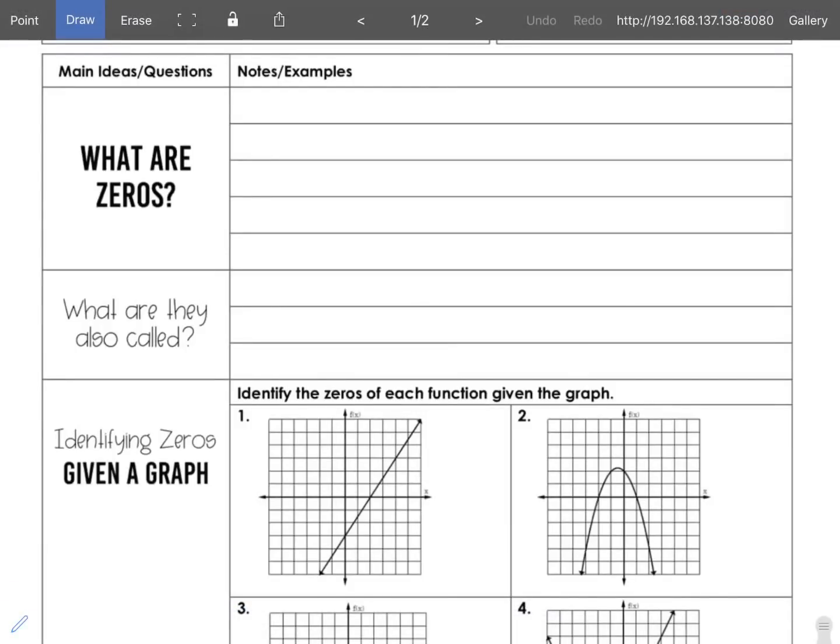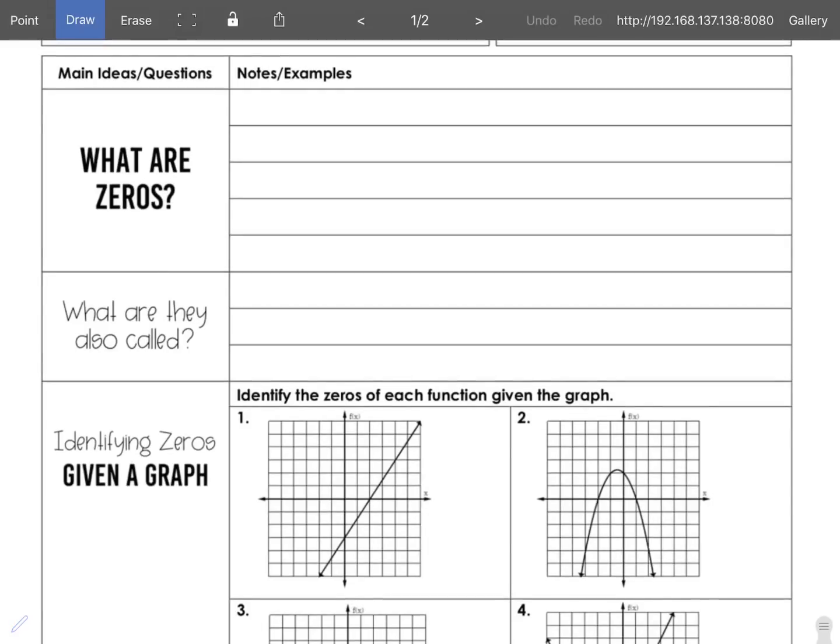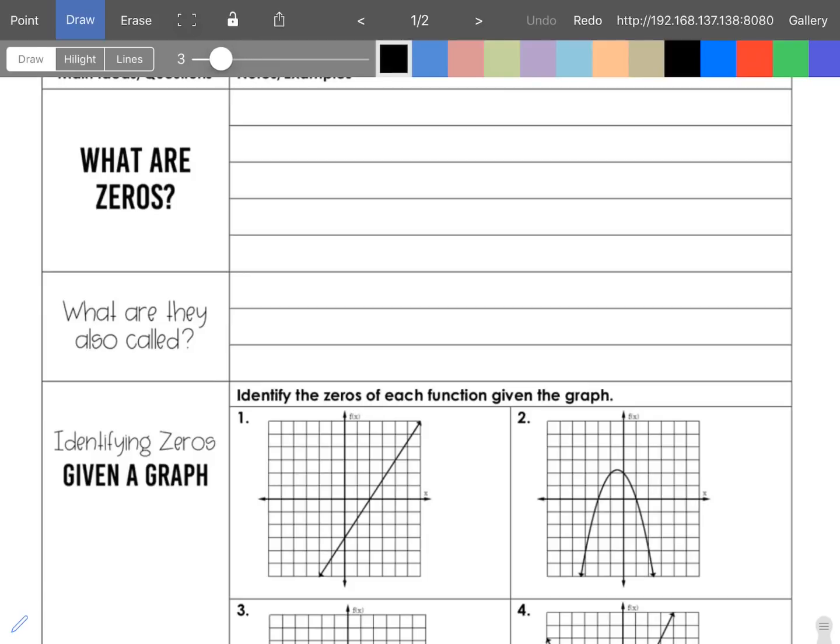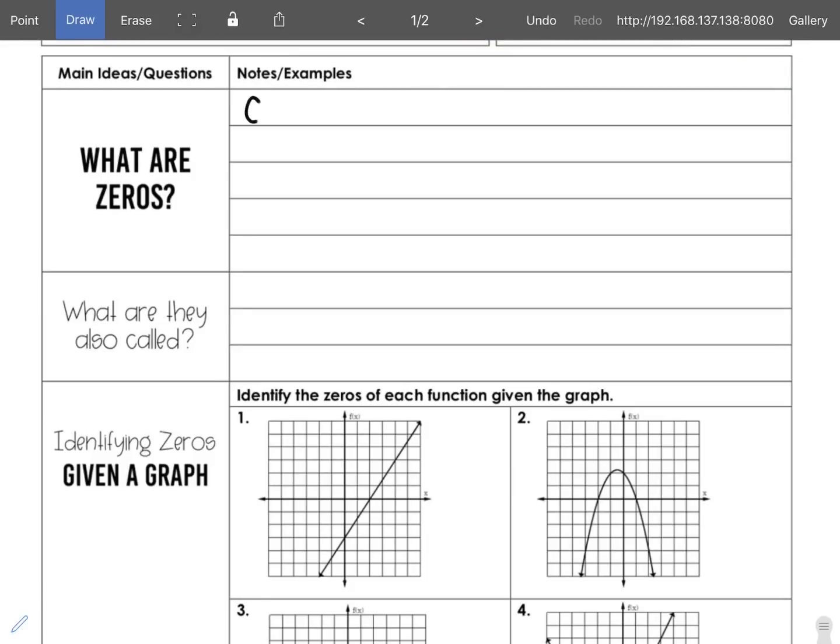So today we're going to be talking about zeros, and we're going to be talking about them in two different ways. We're going to be talking about them graphically and algebraically. So let's talk about graphically first. All that means is, what does a zero look like on a graph? That's what we're saying here.